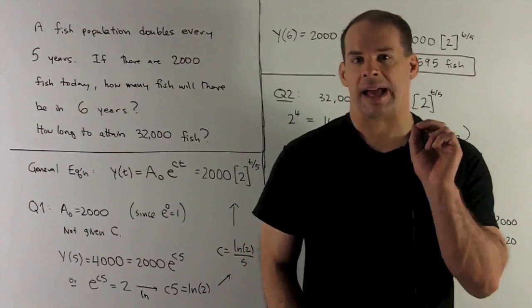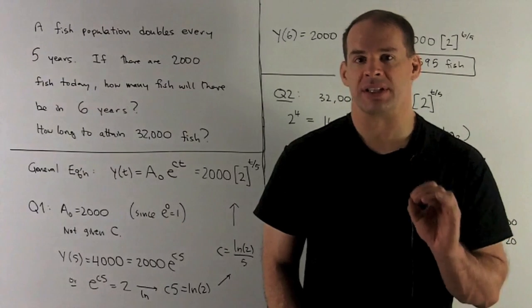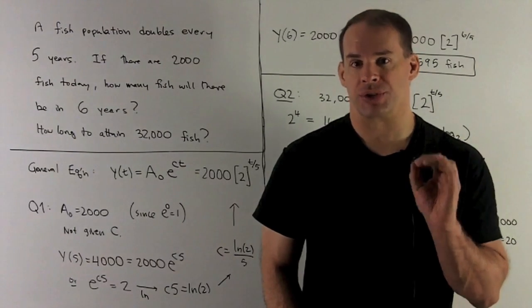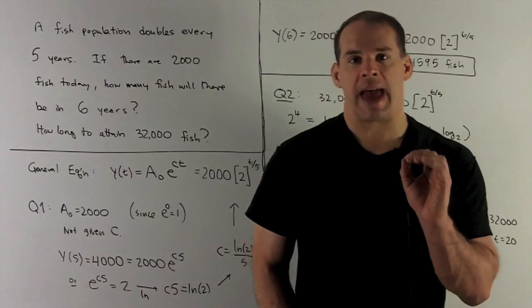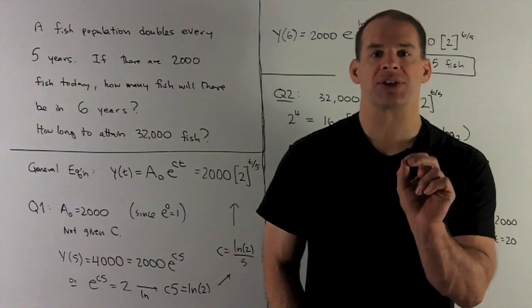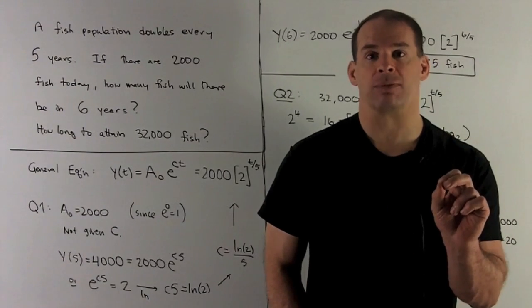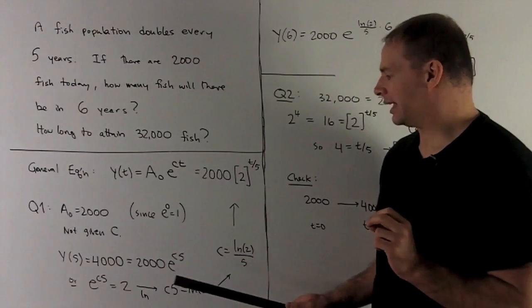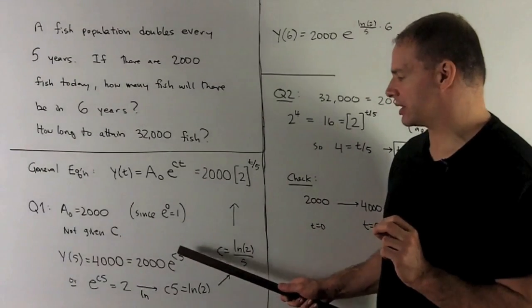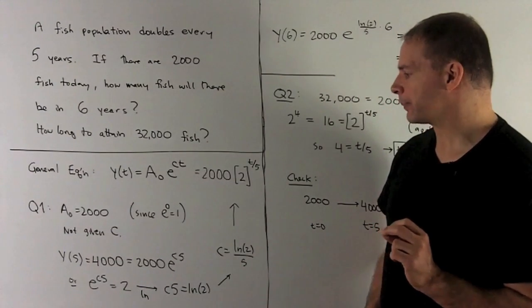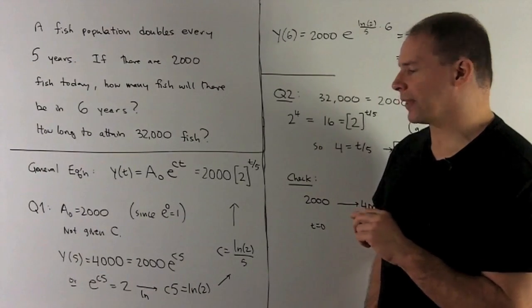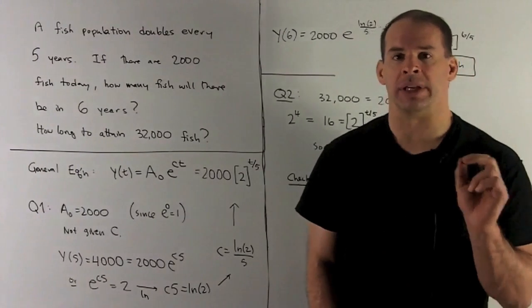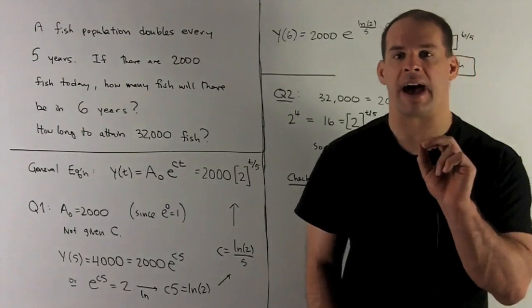Now, we're not given C. That's where this business of doubling every 5 years is going to come in. What's going to happen in 5 years? If I have 2,000 now, in 5 years I'll have 4,000. So it gives me the equation 4,000 equals 2,000 e to the c times 5. We divide both sides by 2,000 and I get 2 equals e to the c times 5.